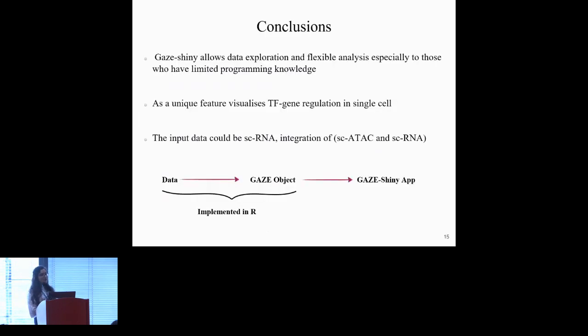Okay, as a summary, Shiny is a flexible app which allows users, especially those who have limited programming knowledge, to explore the data and understand the data. A unique feature of the Shiny app is visualization of TF gene regulation. The input data could be single cell RNA or both single cell RNA and single cell ATAC, and both our Gaze pipeline and app are implemented in R.